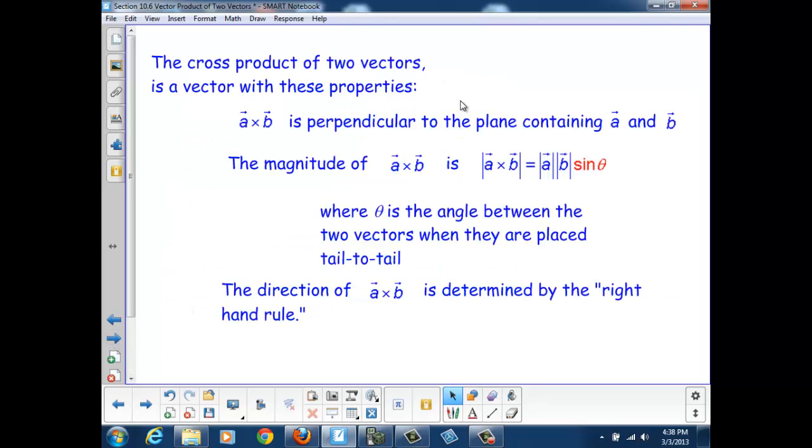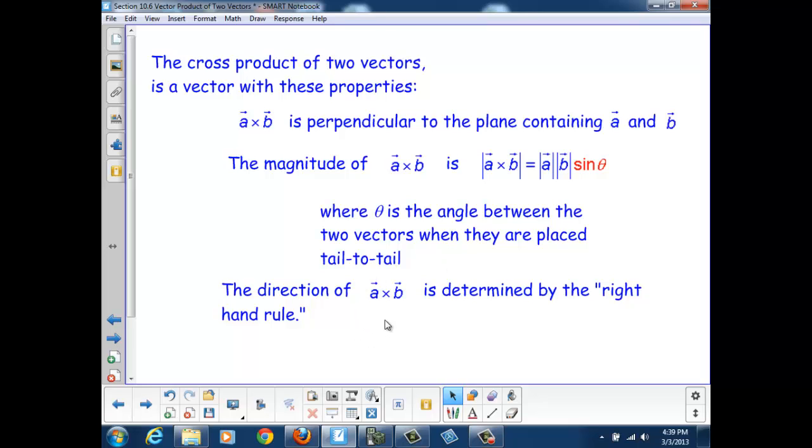Well, the other name for the vector product is the cross product of two vectors, and it's a vector with these properties. A cross B is perpendicular to the plane containing A and B. The magnitude of A cross B is equal to the magnitude of A times the magnitude of B times the sine of the angle between the two vectors, where the angle between the two vectors is created when they are placed tail to tail.